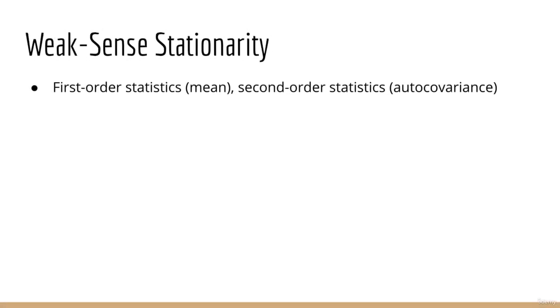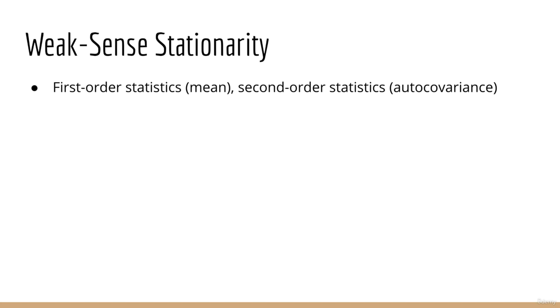A more practical kind of stationarity is weak sense stationarity. Weak stationarity looks at first and second order statistics rather than the full distribution. As you know, first order statistics usually corresponds to the mean. Second order statistics corresponds to things like variance and covariance. You already know the informal definition of weak stationarity. It's that the mean and the covariance don't change over time.